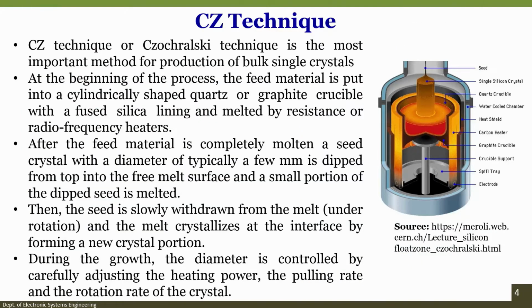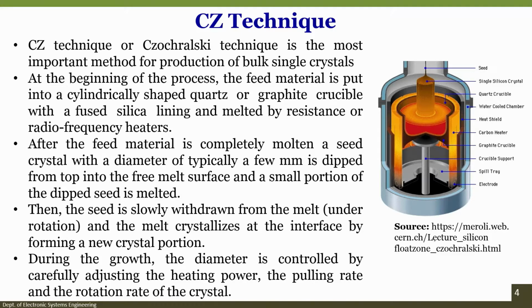The CZ technique, as you can see here, is also called the Czochralski technique. Depending on the pronunciation, you will understand through different videos; Czochralski is pronounced in different ways. However, the important thing is that it is the most important method for production of bulk single crystal silicon. It is also cheaper than the FZ technique. At the beginning of this process, the feed material is put into the cylindrical shaped quartz.